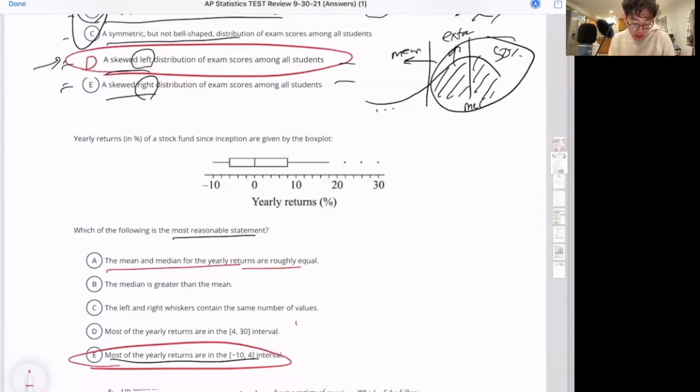Median is greater than the mean. Well, median is greater than the mean means that the mean is actually pulled this way, like for example answer choice D from the previous question.